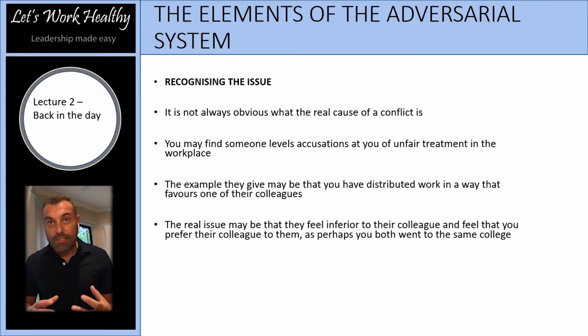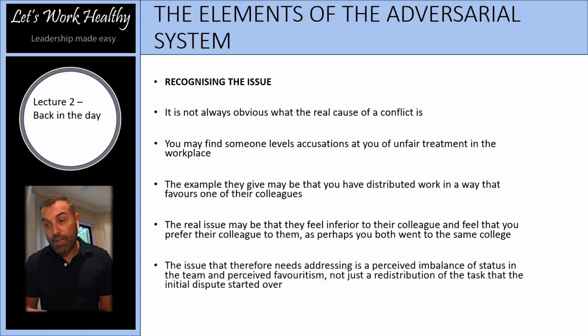There's an underlying status problem in the team. So it's not just the redistribution of the task problem that we've just looked at. And if you go about addressing that conflict as just that redistribution of the task issue, yes, you've potentially solved the issue on the day, but you haven't recognized the underlying problem, which is going to fester away. And again, that's part of the adversarial system, because you need to recognize where the real issue lies and which principle has been breached.